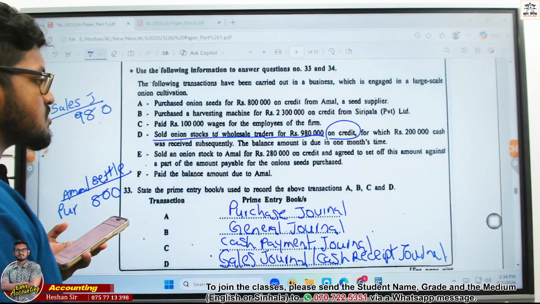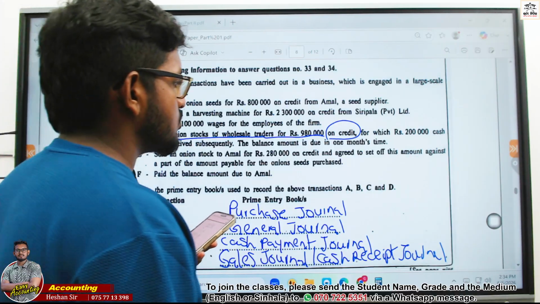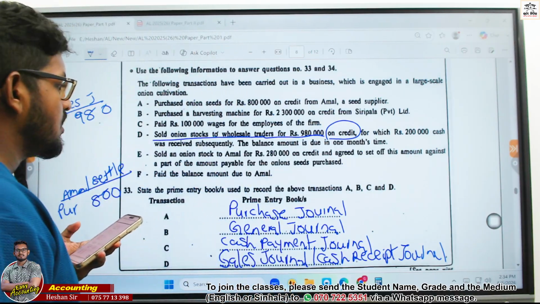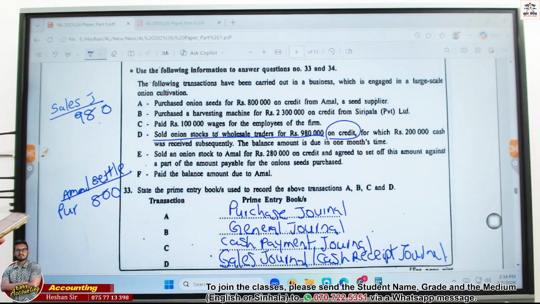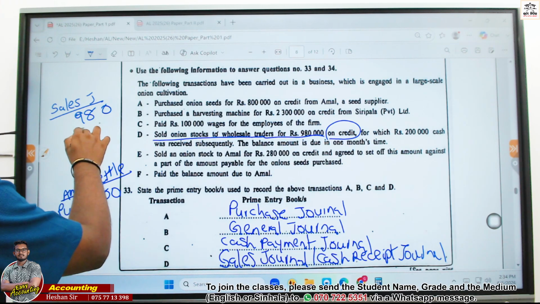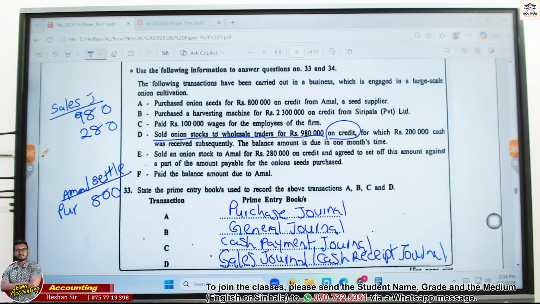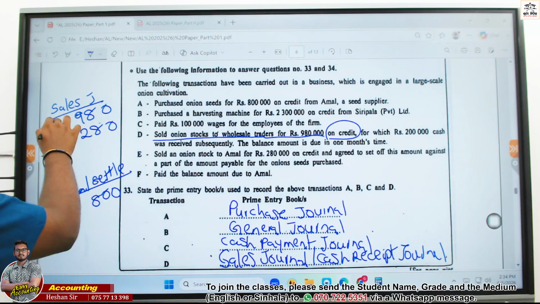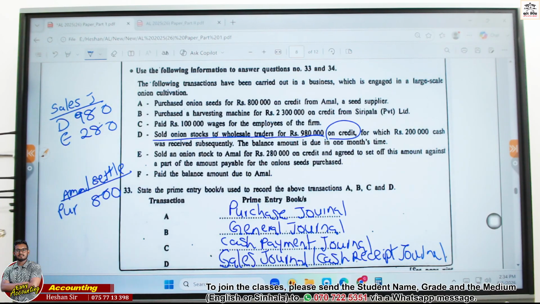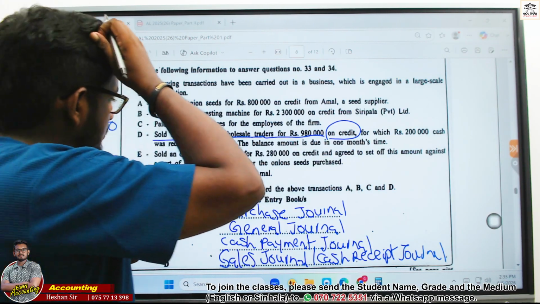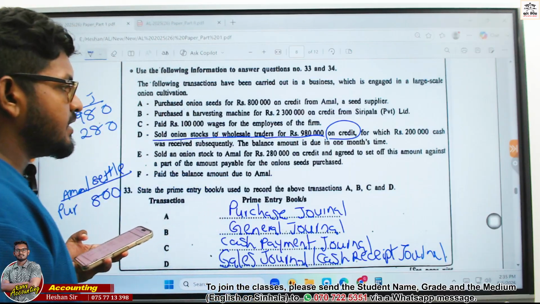Sold onion stocks to Amal 290 on credit and agreed to settle this amount against part of the amount payable for onion seeds purchase. Now we sold 280 on credit, right? So this is D and E, right?